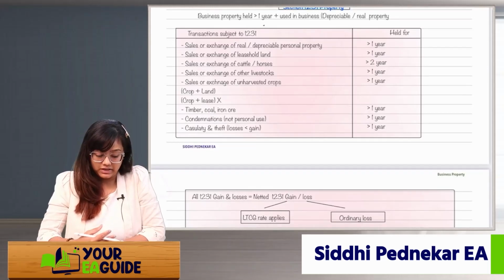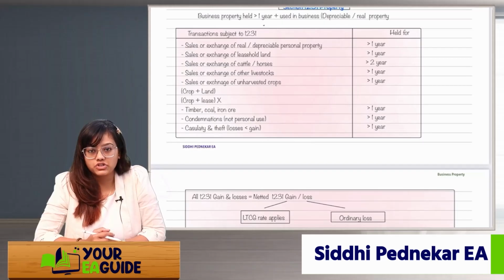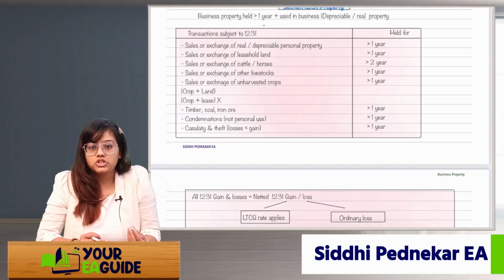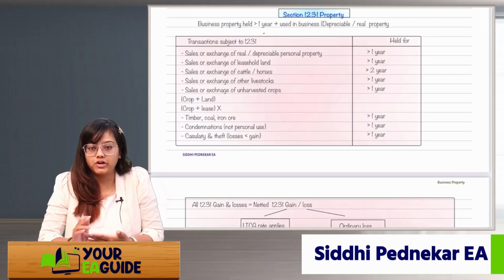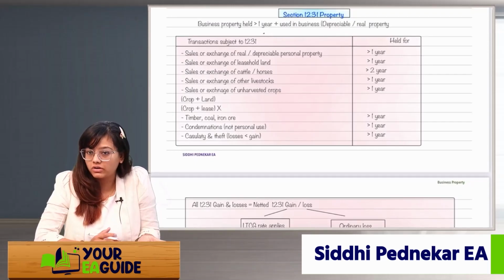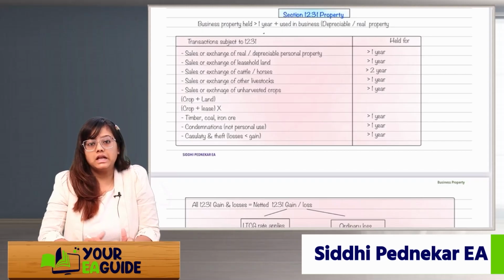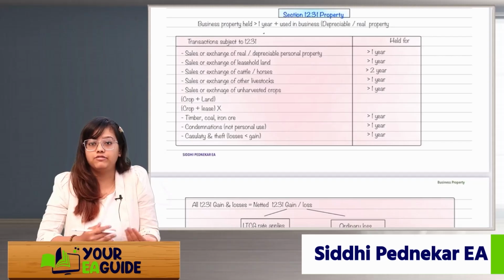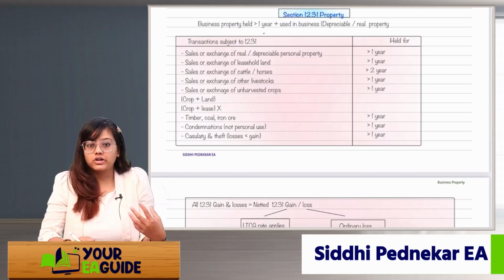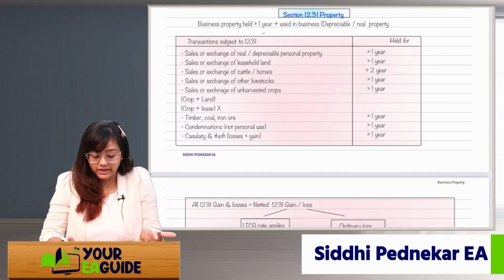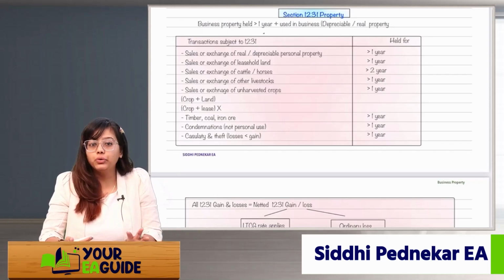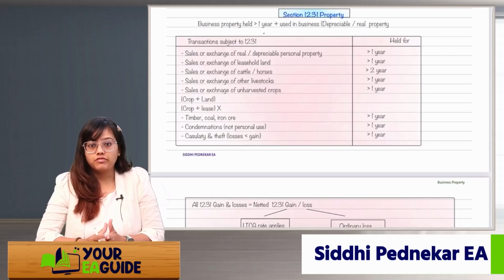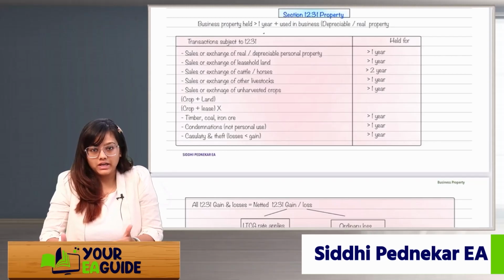For 1231, if any real or depreciable personal property is sold or exchanged, then the criteria is 1 year, right? If it's held for 1 year, then only it will fall under section 1231. Next is sales or exchange of leasehold land. Its criteria is again 1 year. Next is sales or exchange of cattle and horses. If you are having an agriculture or farm business, then it's 2 years. Sales or exchange of other livestock is 1 year again.